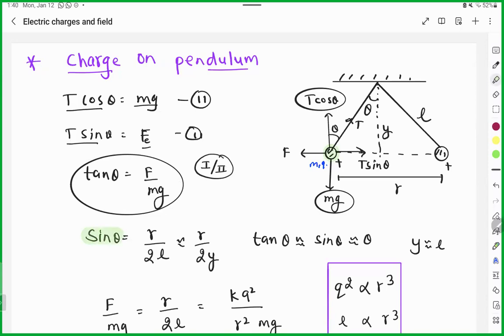Here sin theta value will be perpendicular by hypotenuse. Perpendicular is r distance, and hypotenuse will be 12. Correct? R by 12, because r value is 2 and l value is 12. Any doubt, Chandana?